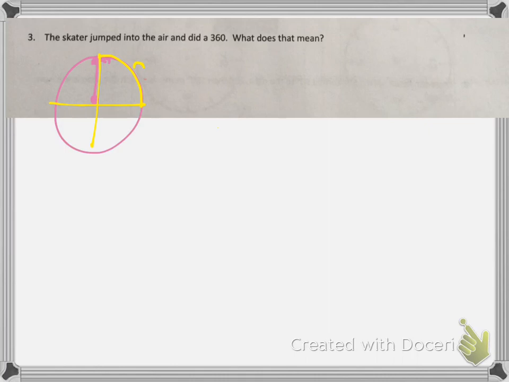There's 90. Has he gone 360? Nope. Here's another 90. Are 2 90s 360? Nope. There's another 90. Are 3 90s 360? Nope. There's another 90. Are 4 groups of 90 equal to 360? Well, let's check. 4 times 9 is 36. Add the 0, 360. So, what does that mean?